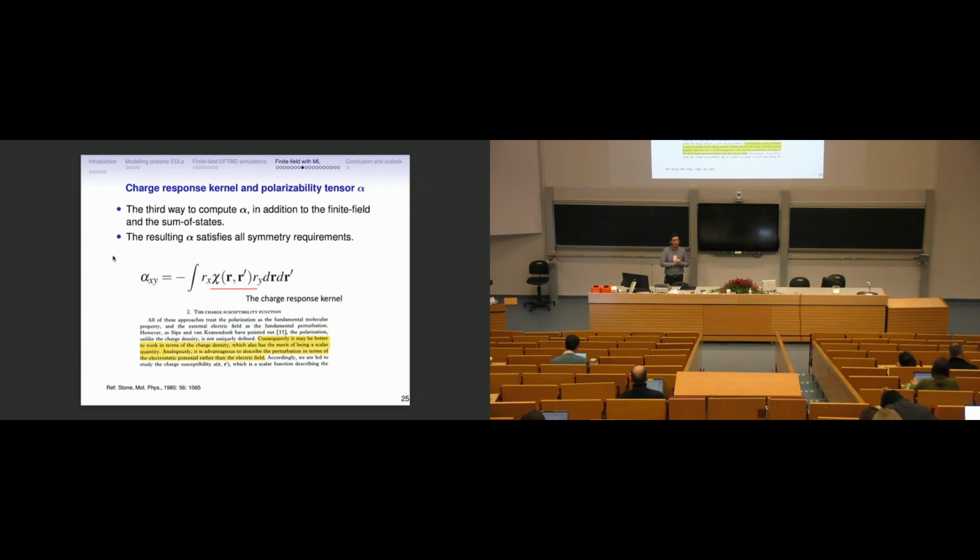And then there is actually a third way. You can also get your polarizability through the linear response kernel. This was actually shown by Anthony Stone a long time ago. And the nice thing of this formulation is that your response kernel is still a scalar quantity. But by using this formula, the resulting polarizability actually satisfies the translational and the permutational invariance, and also the rotational covariance.